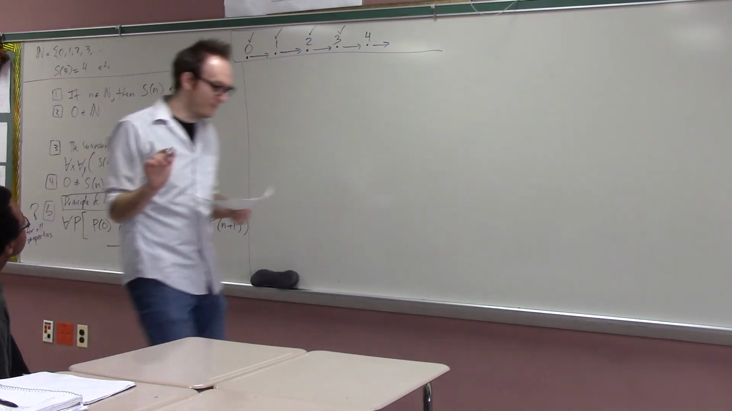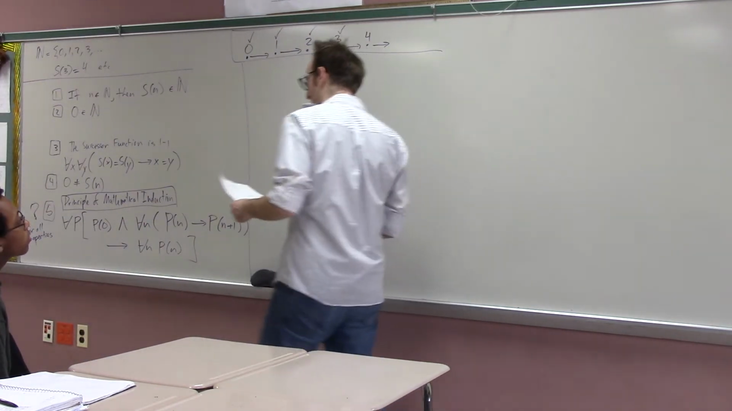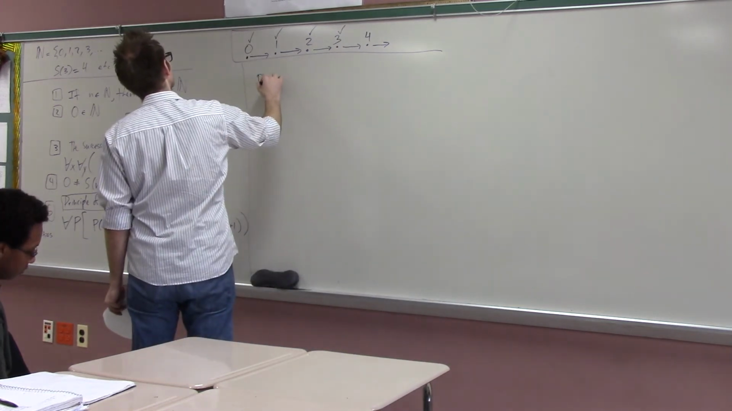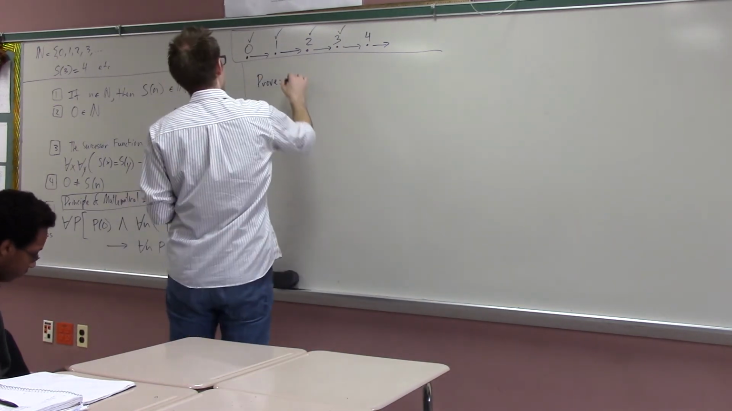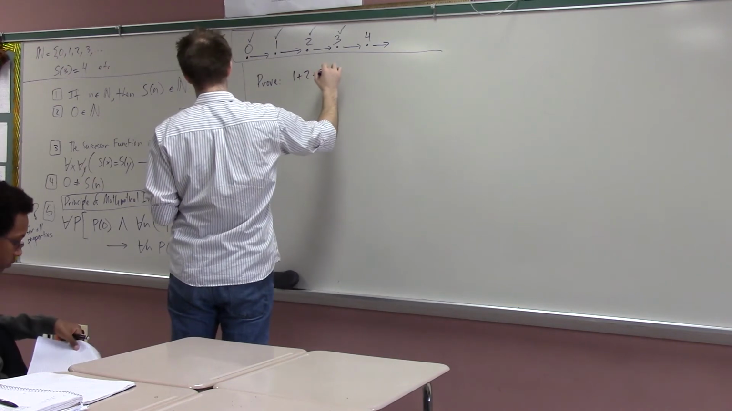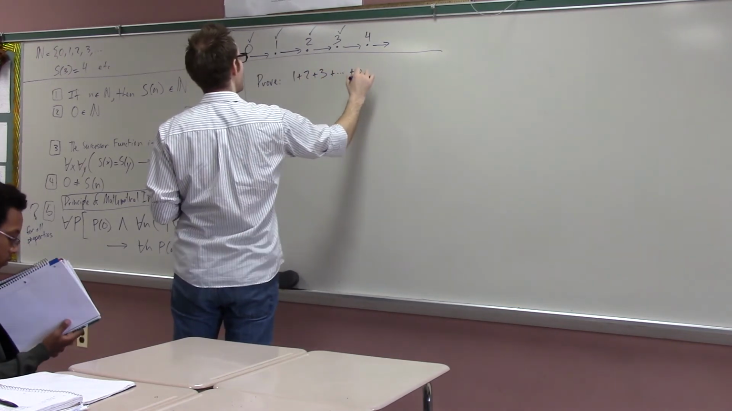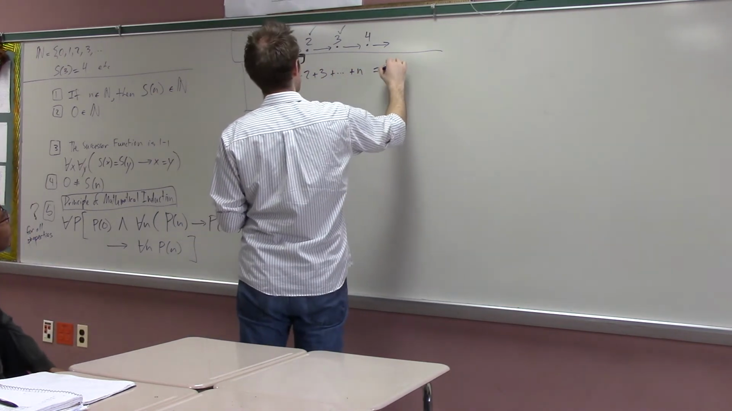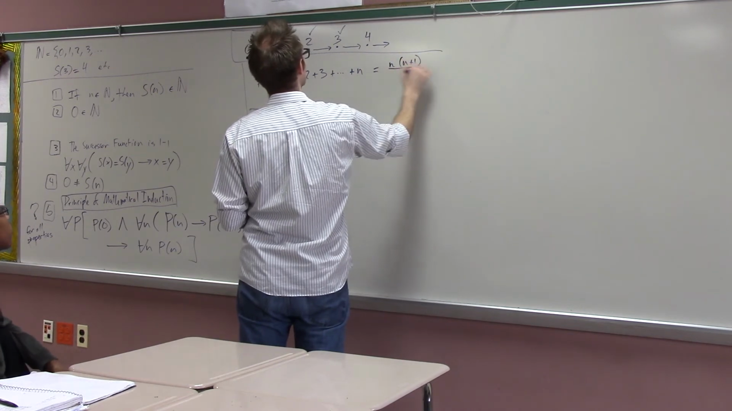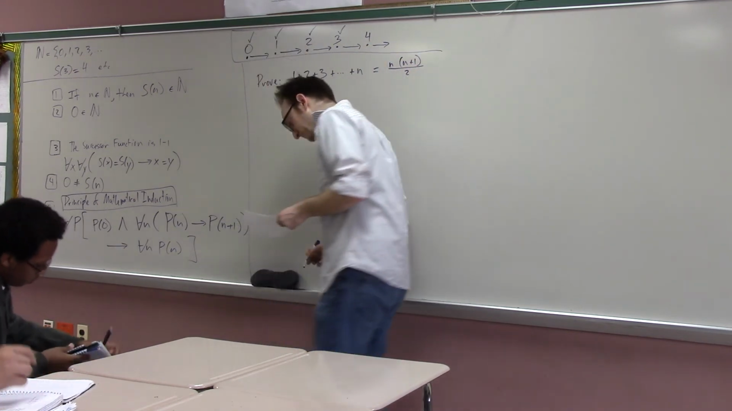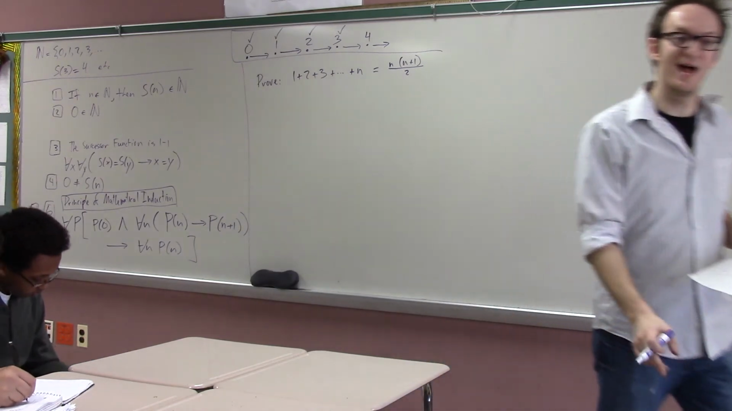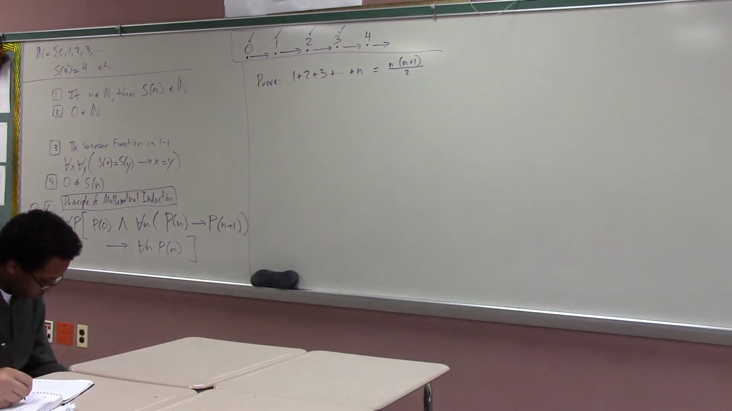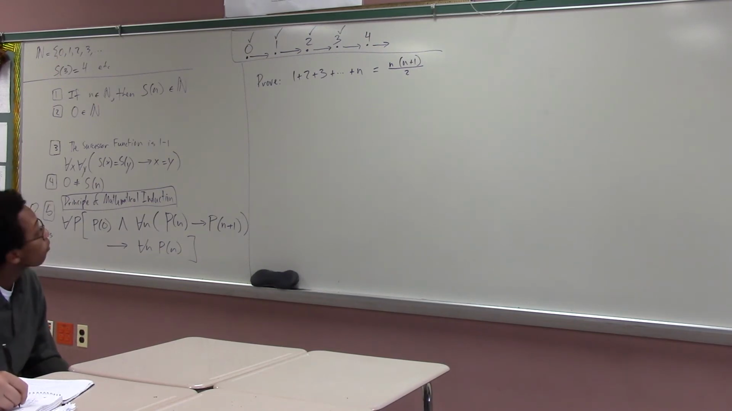And now this might bother you a little bit, because here's what I'm going to prove. I'm going to prove that 1 plus 2 plus 3 plus all the way up to n is n times n plus 1 over 2. Now, what's probably going to bother you is that you think that we already proved this, right? Sort of did. Yeah, we sort of did.